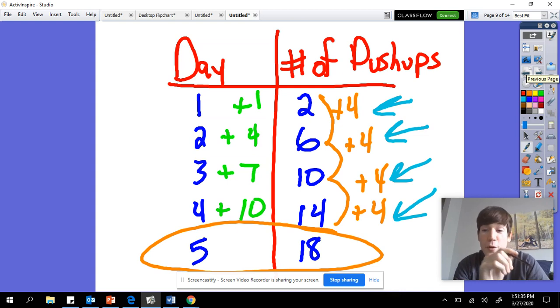Let's see if it works. So day 1, 4 times 1 is 4, minus 2 is 2. Day 2, 4 times 2 is 8, minus 2 is 6. Day 3, 4 times 3 is 12, minus 2 is 10. Day 4, 4 times 4 is 16, minus 2 is 14. Notice that works every single time. So we could use that pattern to generalize this pattern. So think about that as we go into our activity that I'm going to give you, where you're going to be trying to do something very similar on your own.